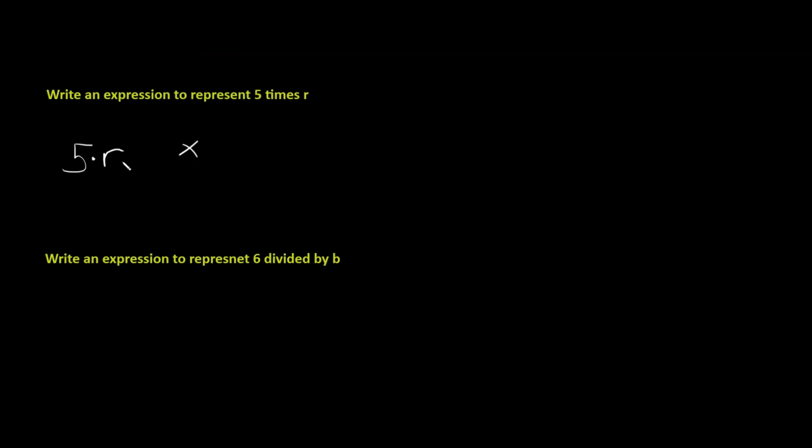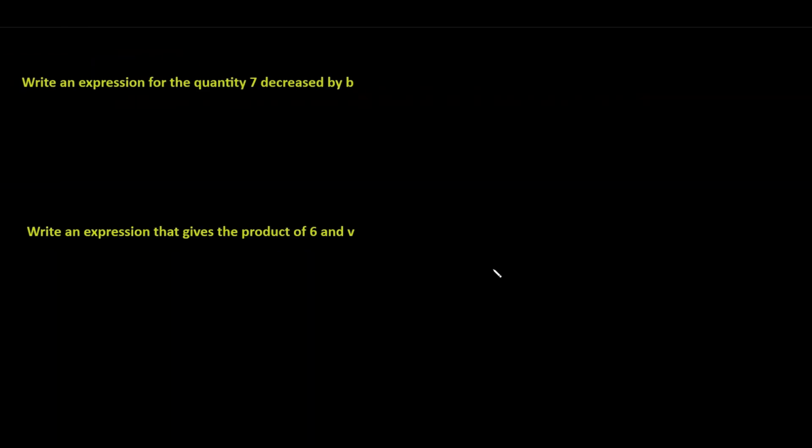So instead we just use this dot, and a lot of the times when we're having a constant number being multiplied to a variable, we're just going to write them right beside each other, right? 5r. And now we need to write an expression to represent 6 divided by b. Well, we could write this like 6, then the division symbol, b. But instead, let's write this as a fraction. I mean, we could say 6 over b, right? Because we're just dividing the numerator by the denominator. And now we can move on to a few more problems.